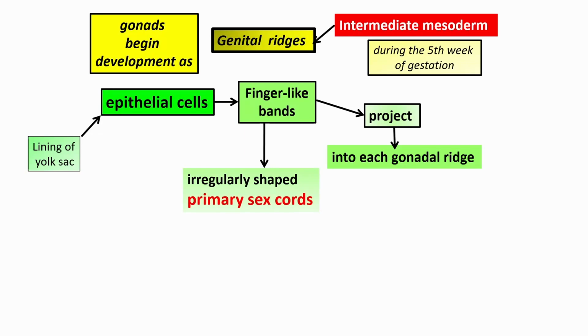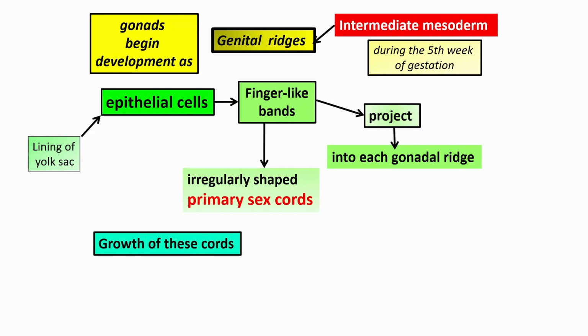Why irregularly? We have seen the image. They are branching and occupying the genital ridge. And these are the primary sex cords. If there's a primary, then there would be secondary ones. But we are here at the stage of primary sex cords.